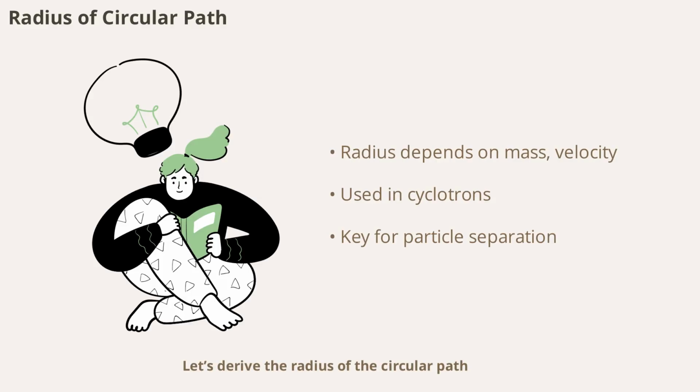Let's derive the radius of the circular path for a charged particle in a magnetic field. The magnetic force provides the necessary centripetal force, qvB equals mv²/r.